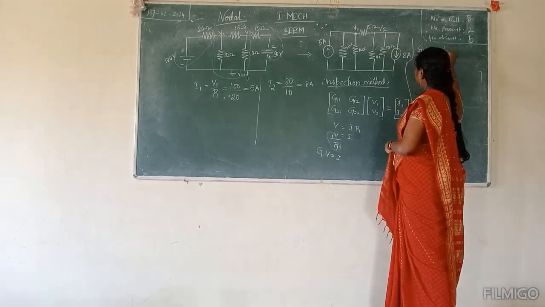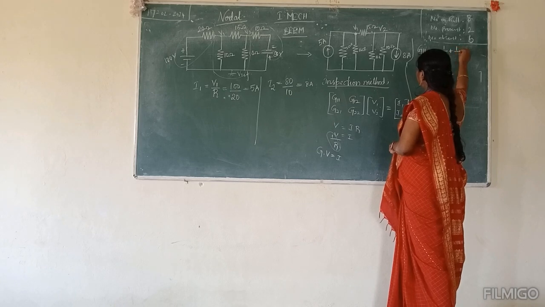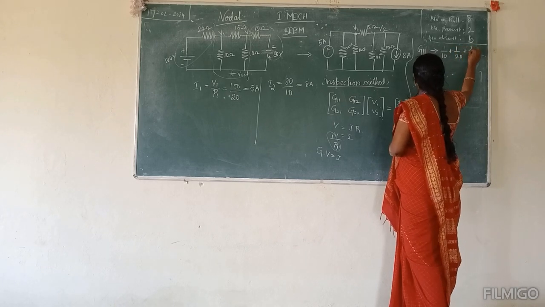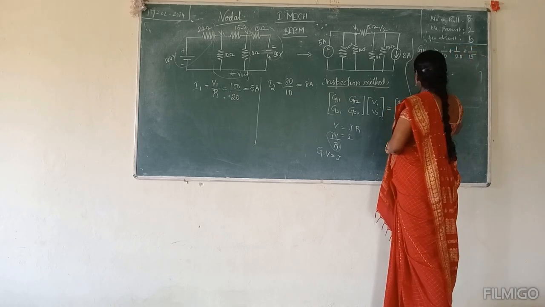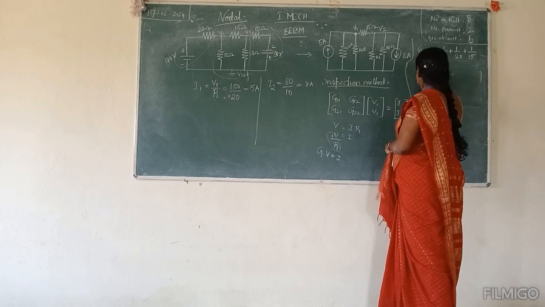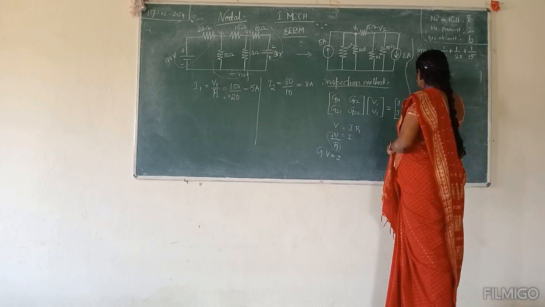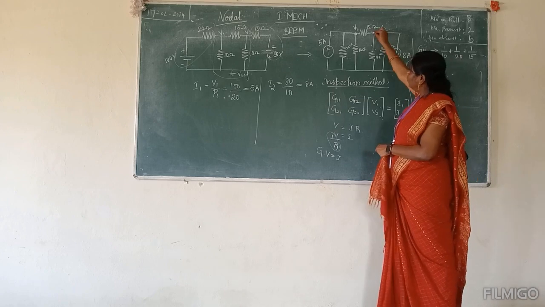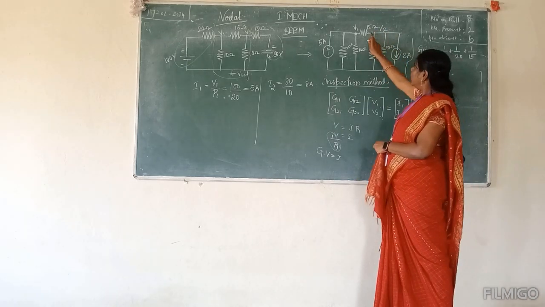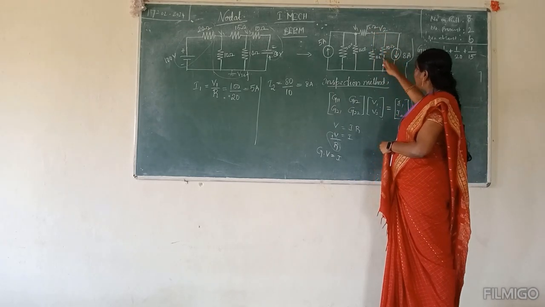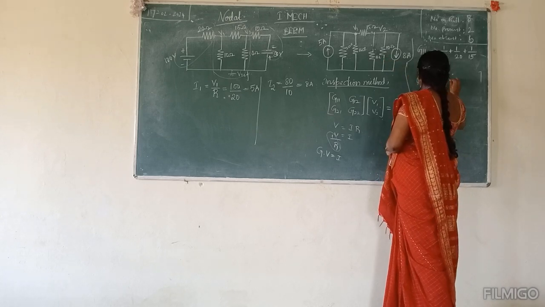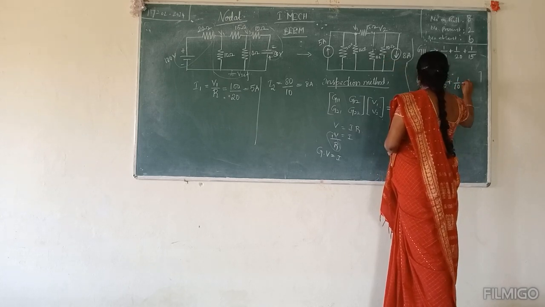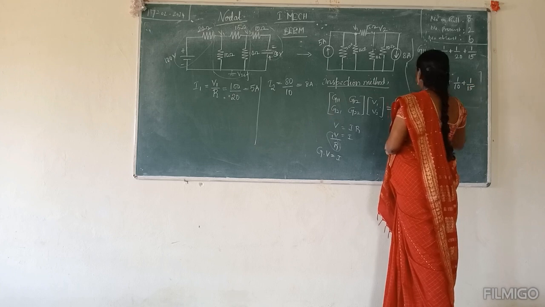Which is what? 1 by 10, 1 by 20, 1 by 15. Clear? Next we will write G2. Resistance is connected only to the second node. Again, 1 by 15, 1 by 10, 1 by 10, 1 by 10, 1 by 10, 1 by 15.